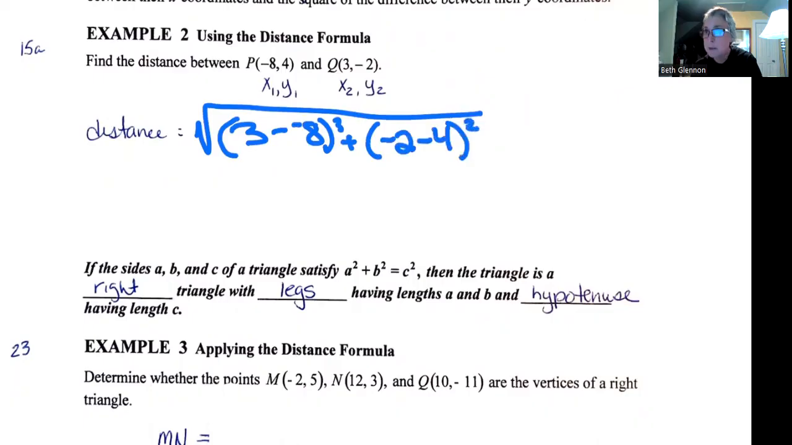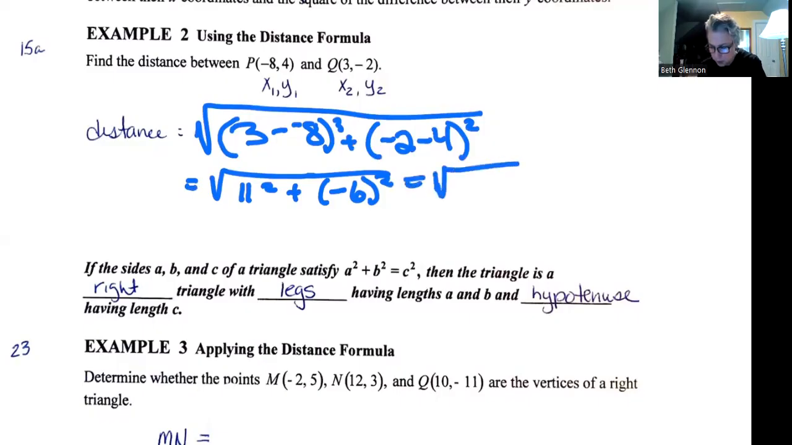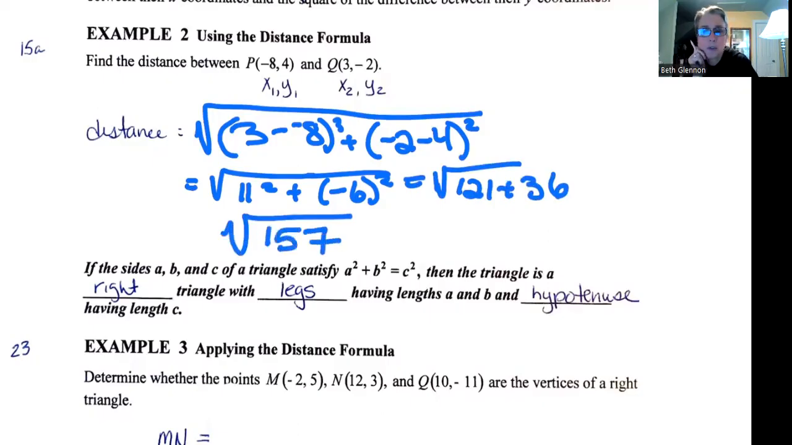4 squared. So I've got positive 3 minus -8, which is 11. So I have the square root of 11 squared plus -6 squared. Now we're going to think about that -6 squared. Okay, the -6 squared is in parentheses, so it's going to end up being positive. So I have the square root of 121 plus 36, which is going to give me the square root of 157. We're going to leave our answer as the square root of 157. Okay, we're not going to change it.